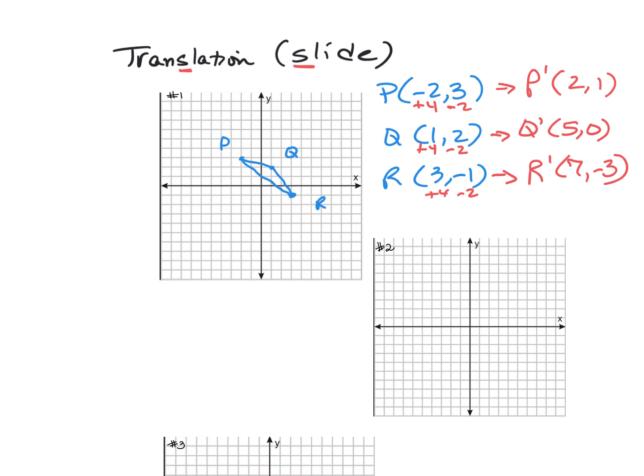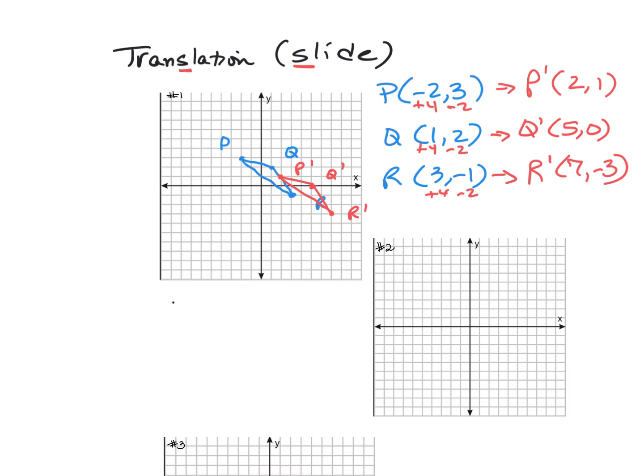Now this one was the slide. So we've shifted it to the right 4 and then down 2. So the new P prime is right here, 2, 1. Then Q is 5, 0. And then the R is 7, -3. So again, connect. And you can see how it was shifted over to the right 4 units. And then they shifted them all down, all 3 order pairs, down 2 units. And this is a translation or a slide.